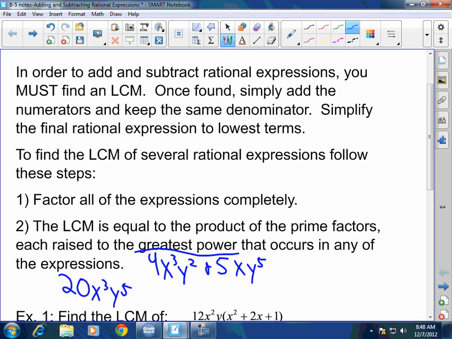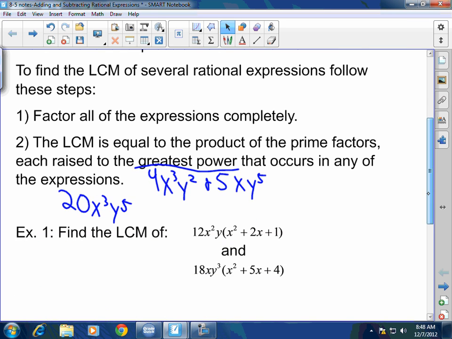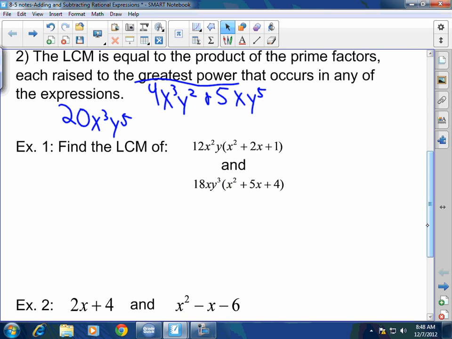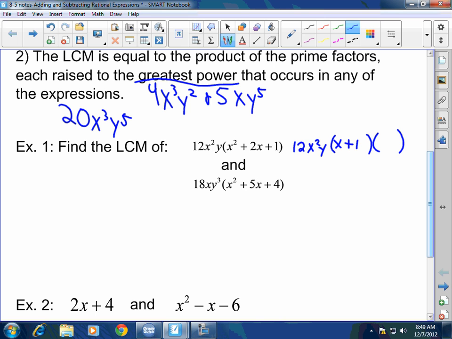Okay. So then now we can go forward. Let me explain with a little example. This is all about examples today. Okay. I've got 12x squared y times x squared plus 2x plus 1 and 18xy cubed times x squared plus 5x plus 4. I want to find the least common multiple here. So the first thing I'm going to do is I'm going to factor out the trinomial. So this is going to give me 12x squared y times x plus 1, or basically x plus 1 squared.